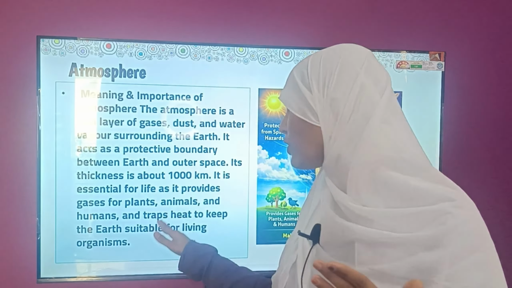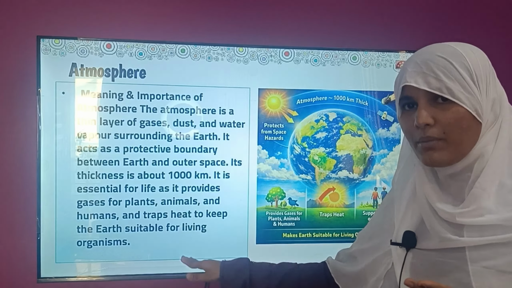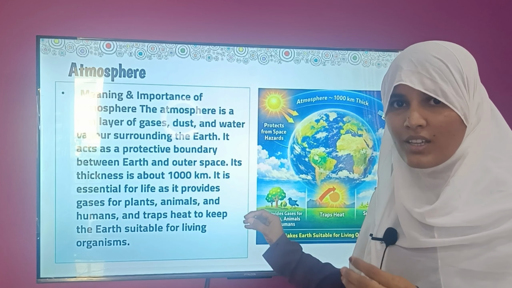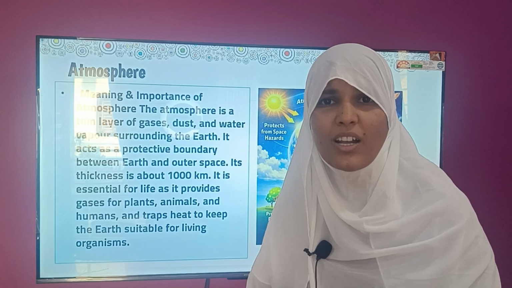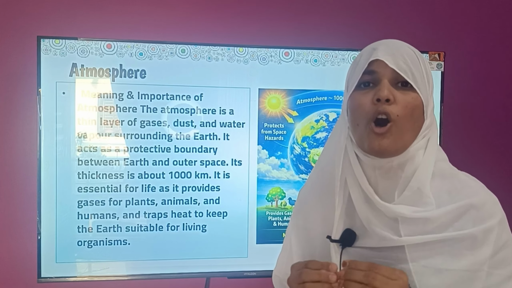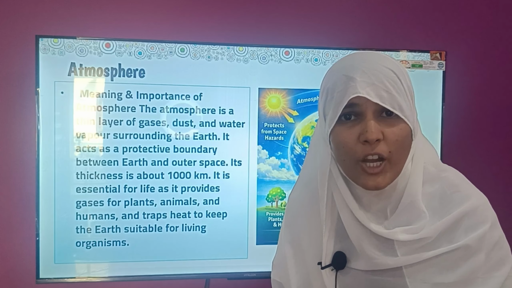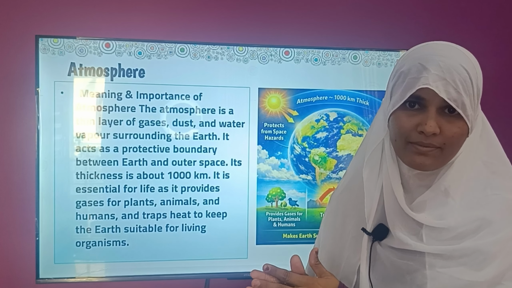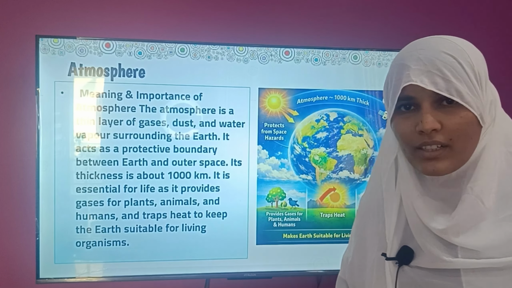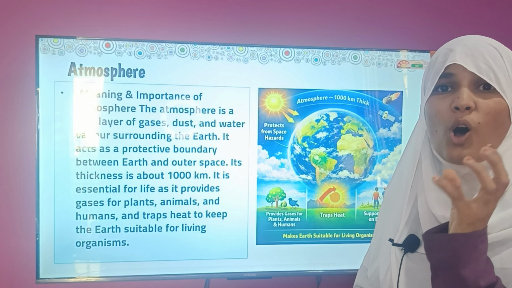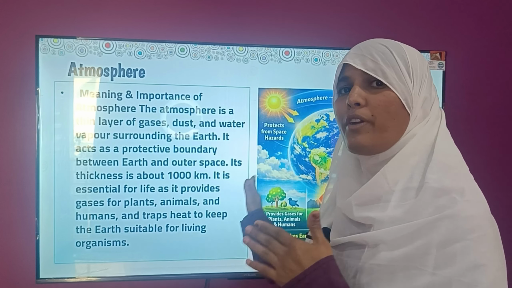It is essential for life as it provides gases for plants, animals and humans. As we already know, the atmosphere gives us oxygen. It also provides carbon dioxide for the plants, and it controls the temperature. It provides us oxygen for breathing. So that's why it is very essential. It is very important.